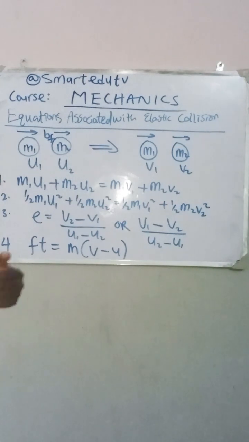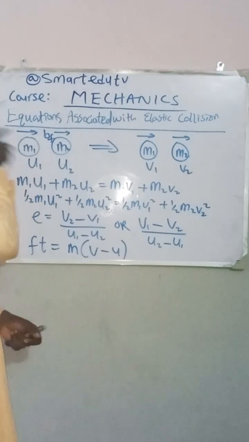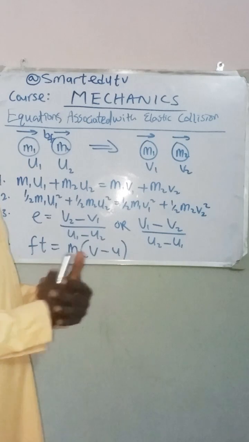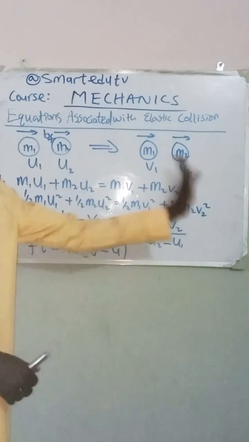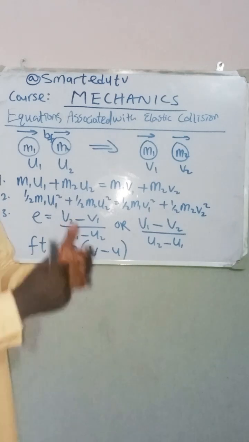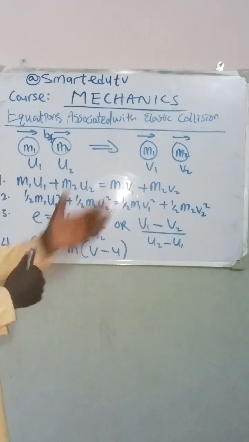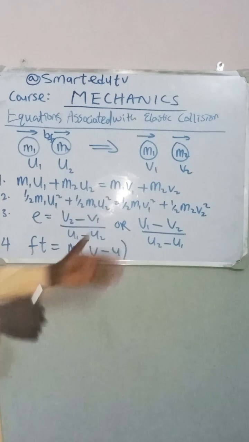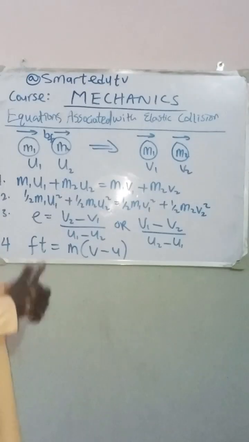Don't forget, any arrow or any direction that is going to the right is generally termed as positive, while any direction that is going to the left is generally termed as negative. So let's now see how we solve collision problems using these principles.